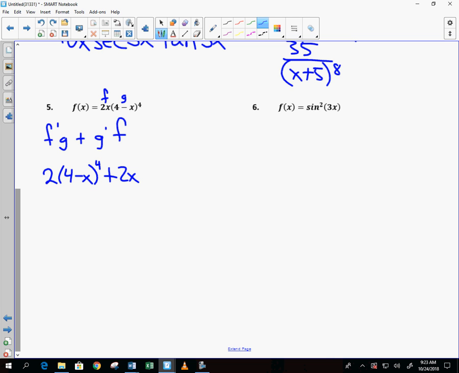Chain rule. So I'm going to take a little bit of work off to the side over here. Just draw my boxes. You don't have to on the test, but it does give me an indication of what you're doing. I got a 4 minus x over here. What do I have here? U to the 4th, 4u cubed, negative 1. So what do I get?